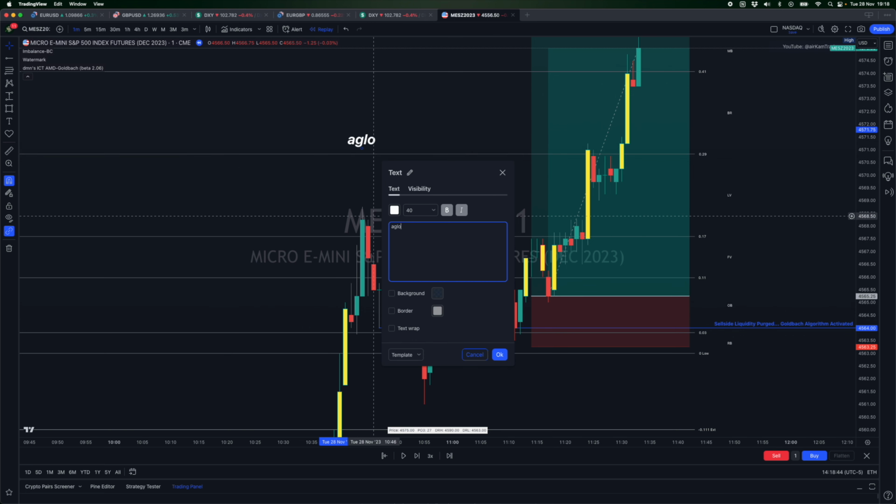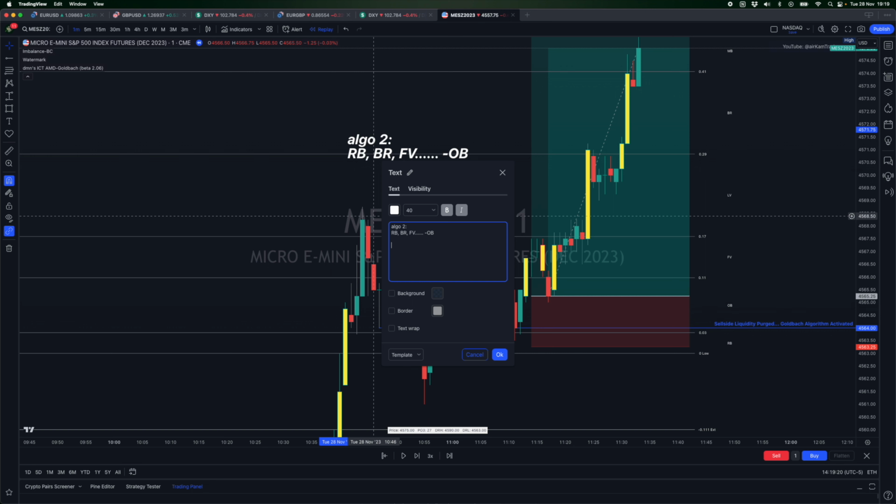So algorithm 2, as you should know by now, is we start from the rejection block. We go to the breaker. We return to the fair value gap. And then it should TP at the opposite order block. So that's algo 2 as per the book, which if you don't have a copy of yet, I don't know why you continue to watch my channel, my videos. It would be so much easier if you just read the book and then watch my videos.